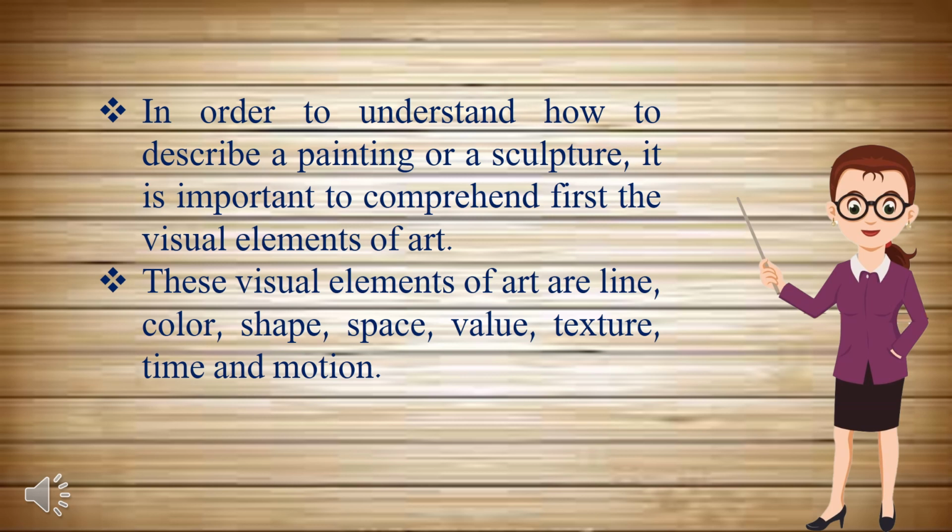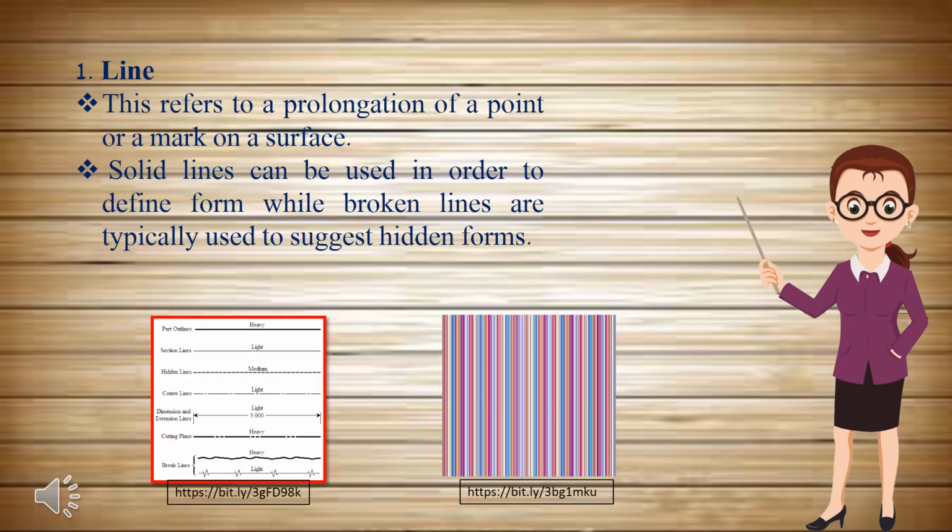In order to understand how to describe a painting or a sculpture, it is important to comprehend first the visual elements of art. These visual elements of art are line, color, shape, space, value, texture, time, and motion. So let's proceed. Number one is line. Line refers to a prolongation of a point or a mark on a surface. Solid lines can be used in order to define form, while broken lines are typically used to suggest hidden forms.